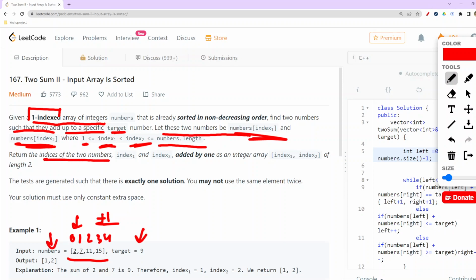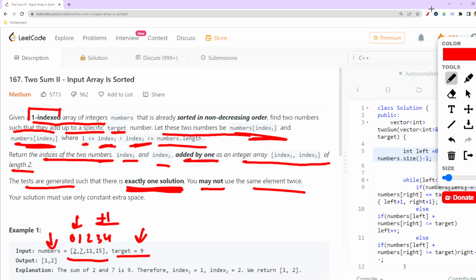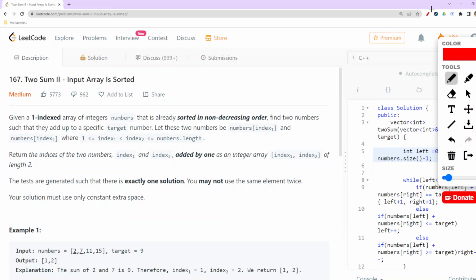So we are required to return the indices of the two numbers, index1 and index2, added by 1, as an integer array of length 2, and the test cases are generated such that there is exactly one solution. So this particular target which is being given to us would be fulfilled by only one pair of numbers. You may not use the same element twice, and this is also the thing which they wanted to convey. So basically we are not required to use a number twice, right? And there would be exactly one solution only, and our solution must use constant extra space.